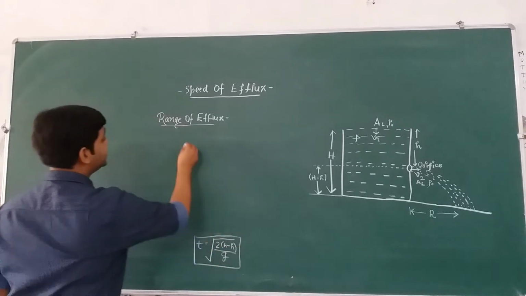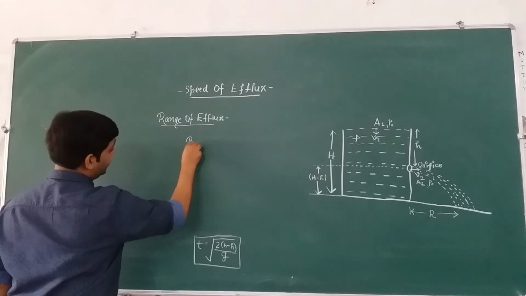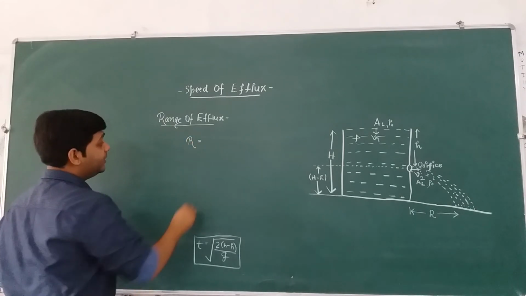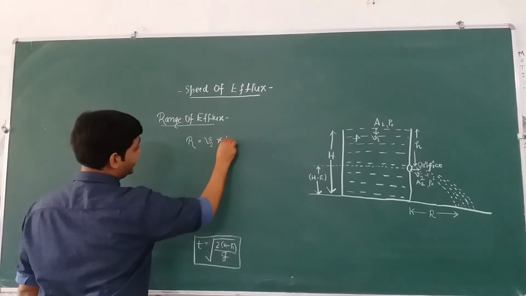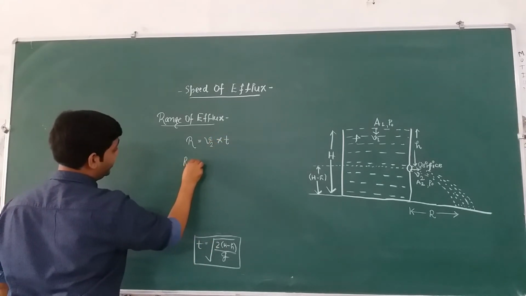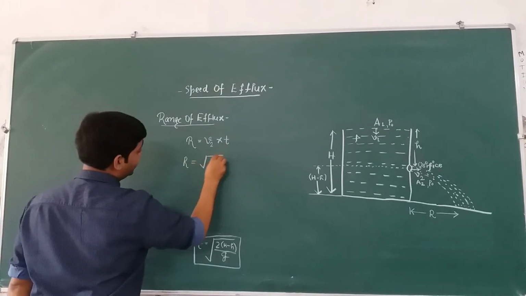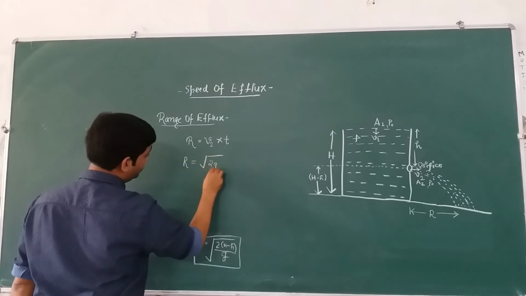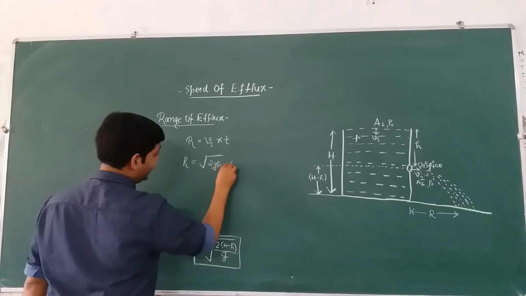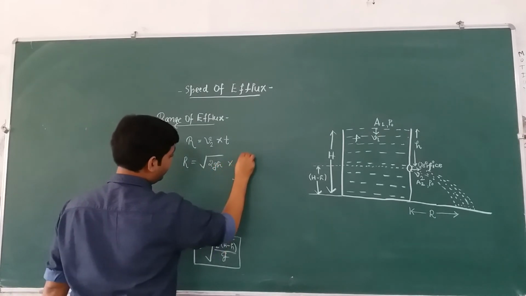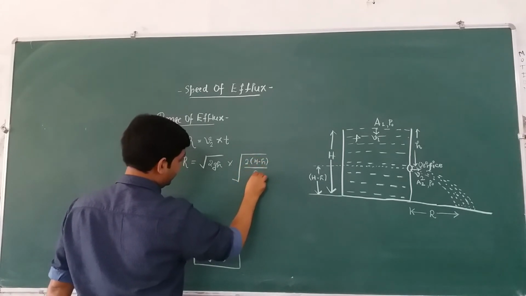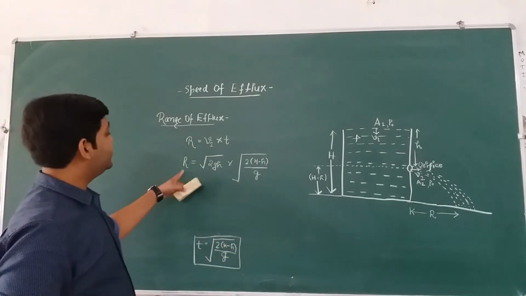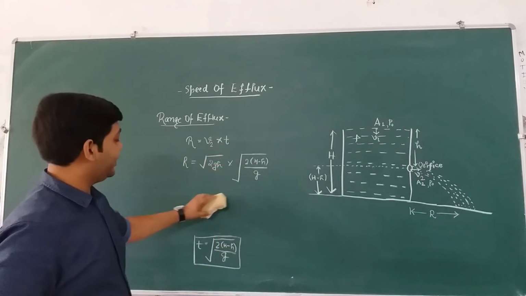speed into time. So range will be equal to speed, that means v, and time, this is the time that we have calculated, and therefore range will be equal to, what is the velocity value? The velocity is under root of 2gh multiplied by under root of 2 into (H minus h) upon g. This is the time. So range will be equal to velocity into time.